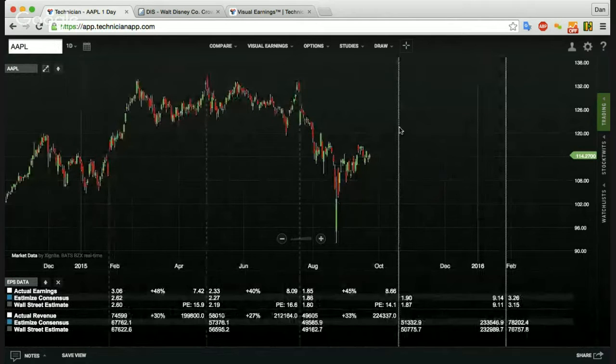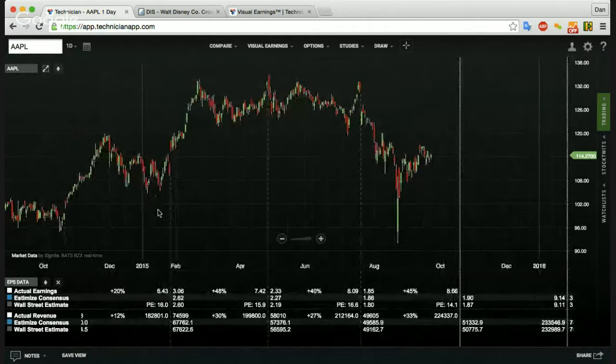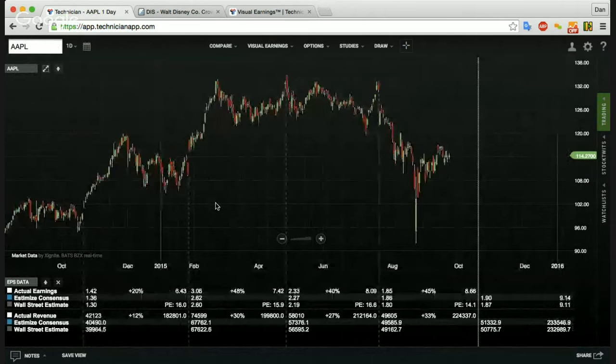So we can see the expected earnings release date out in the future with these vertical lines, and we can see exactly what happened on release day. So if we follow release day down, we'll see actual earnings were at 233. The Estimize consensus was 227, and Wall Street was way behind at 219.